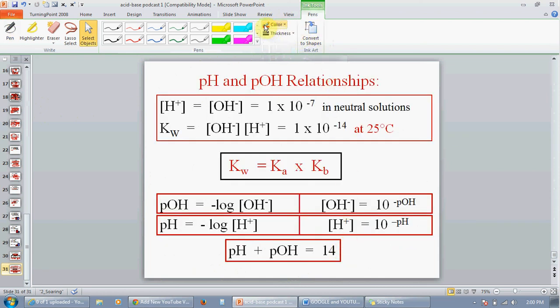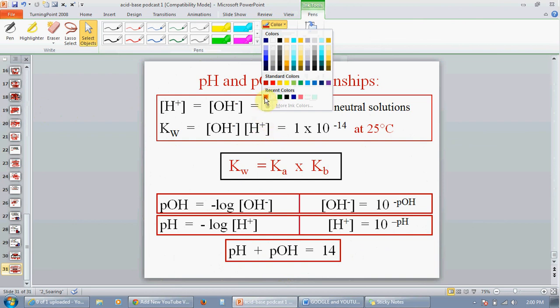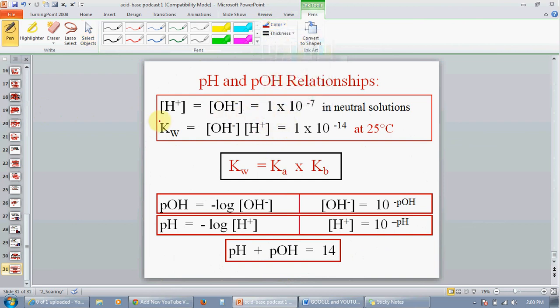The pH and pOH relationships need to be known very well. You need to make sure that you know what values to use and be able to put them into your calculator quickly. In a neutral solution, these are equivalent. In a neutral solution at 25 degrees Celsius, the Kw is 1 × 10^-14. The Kw is equivalent to the Ka of the acid times the Kb of the base. pOH is the negative log of the OH- concentration, while pH is the negative log of the H+.